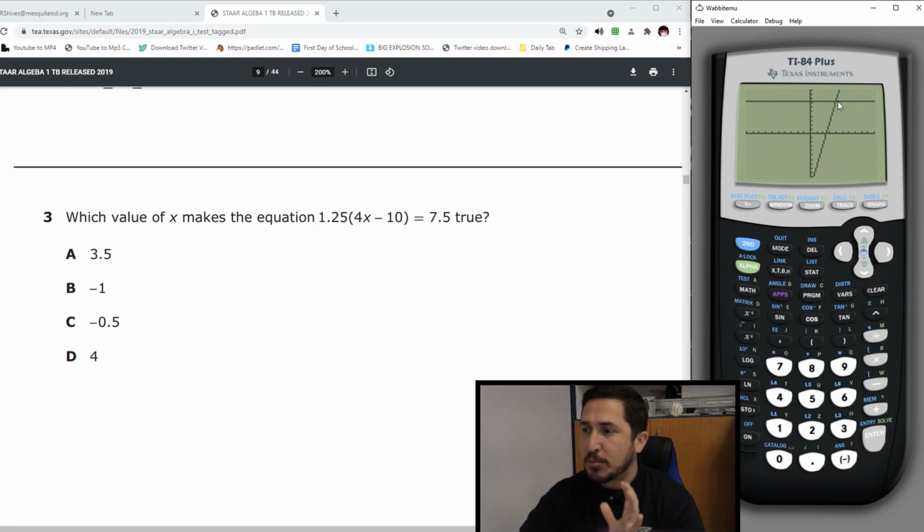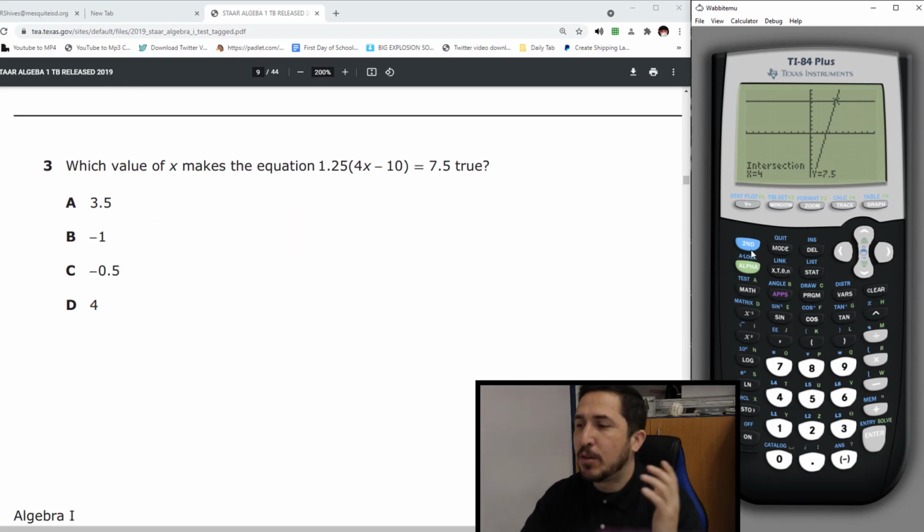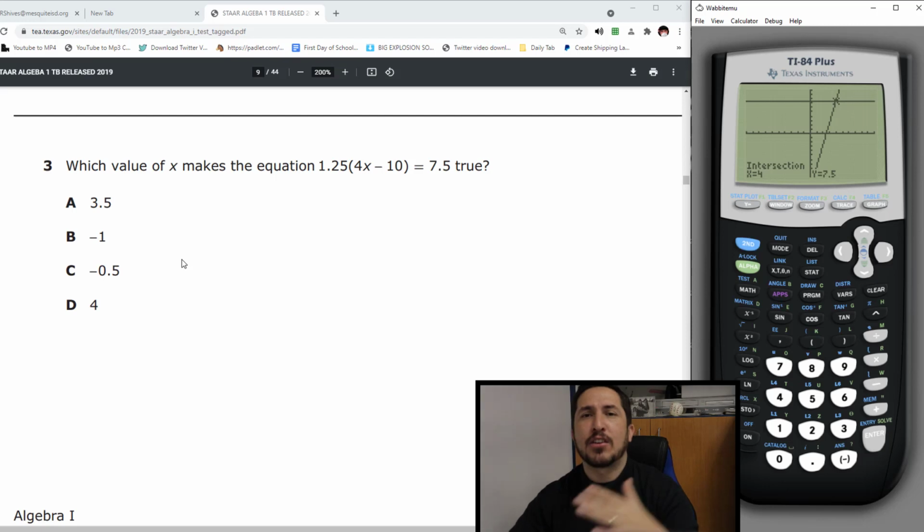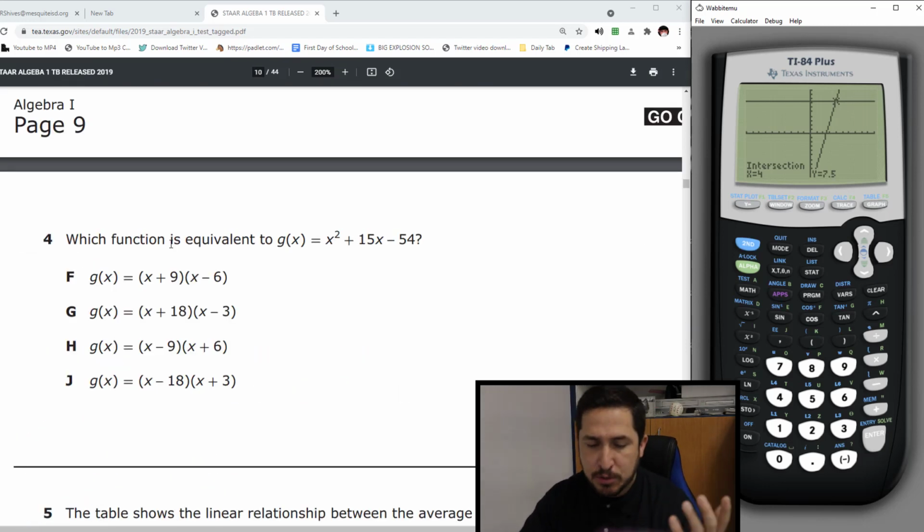So here I am back at the home screen. Oh, great. They're touching right here. So let me do the second trace, 5, enter, enter, enter. Intersection says 4, pick your choice 4, you're done. That's how you do it. Second trace 5, enter, enter, enter to solve anything. Now that works for a system of equations, which we'll do in a little bit.